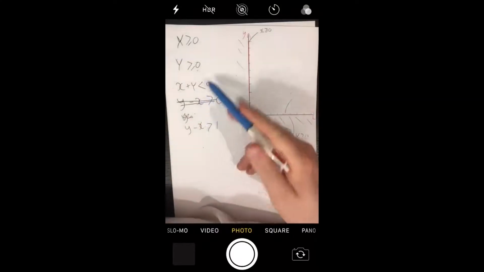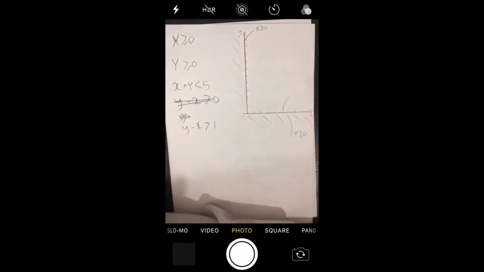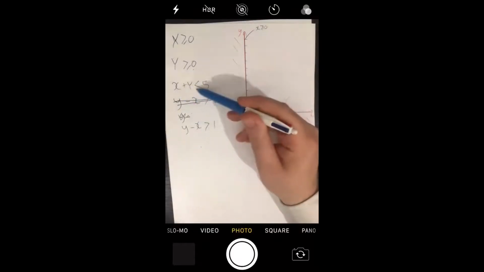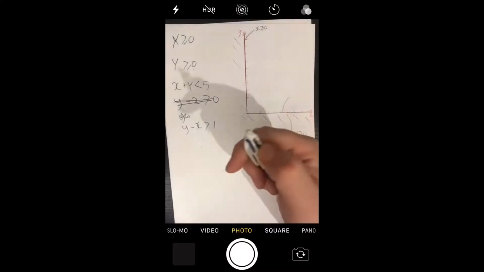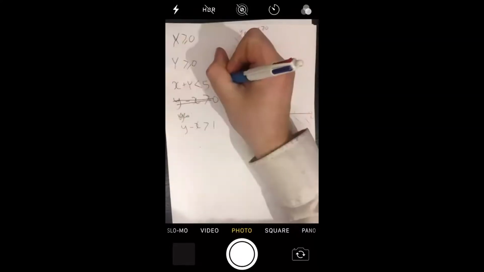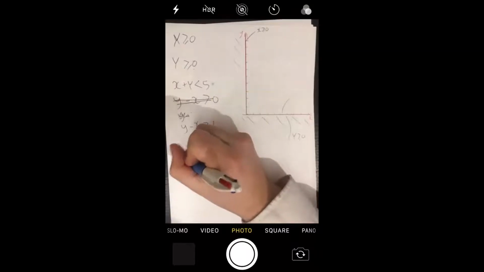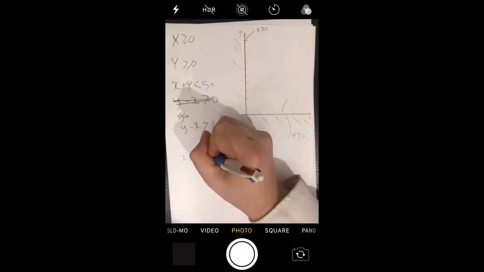So what we're going to do is plot. How we tackle this is we're going to go step by step. We've already done the first two. So now we're going to try and do the next one here. X plus y must be less than or equal to 5. I'm going to do this one in green, but it doesn't matter. The easiest way to plot this is to go x plus y equals 5.